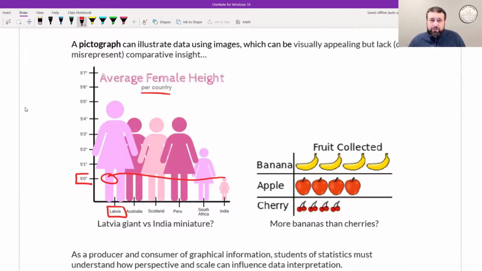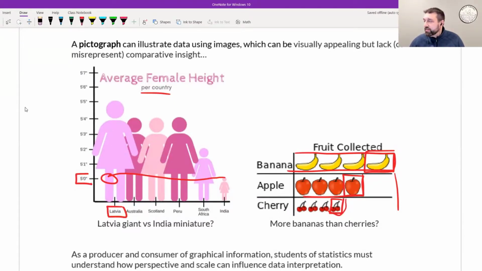Also, be aware of icons that are being used. Here's sort of the same thing. The icon used for the banana is wider than the icon used for the apple, which is wider than the icon used for the cherry. So this table actually represents the same quantity of each fruit. There are 4 bananas, 4 apples, and 4 cherries. However, if you were to make a bar graph out of this, it looks like there's more bananas because they're farther out to the right when in fact they're the same amount.